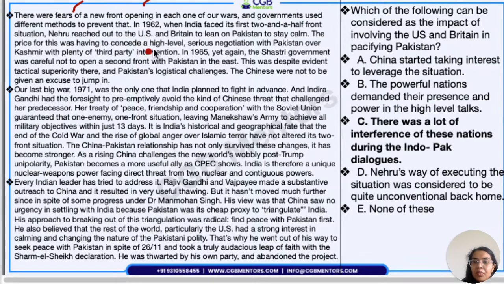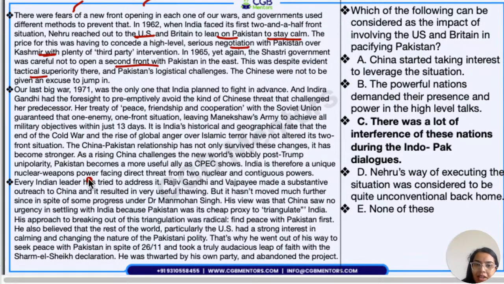Nehru, now this is important, the US Britain context. When India faced its first 2.5 front situation, Nehru reached out to the US and Britain to lean on Pakistan to stay calm. Okay? The price for this was having to concede a high level serious negotiation with Pakistan over Kashmir. The Sastry government was careful not to open a second front with Pakistan. This was despite the evident provocation.